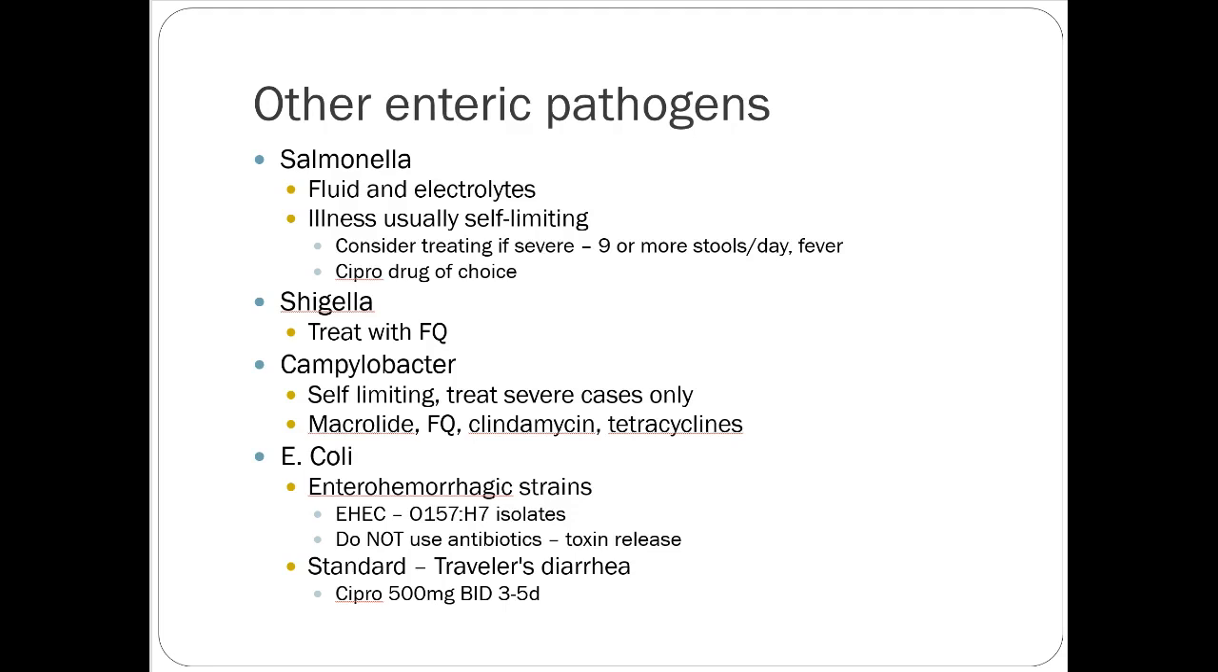You have enterohemorrhagic strains as well that can cause significant bleeding. The issue with this is that if you give an antibiotic for this, you can lyse all those cells, which causes an increase of toxin release, causing more bleeding and more problems. So anything that's causing bleeding, you probably just want to treat with supportive care, replace fluids, even replace with blood products as needed, but you don't want to give them antibiotics for those specific cases. You can do testing to isolate these specific strains too.